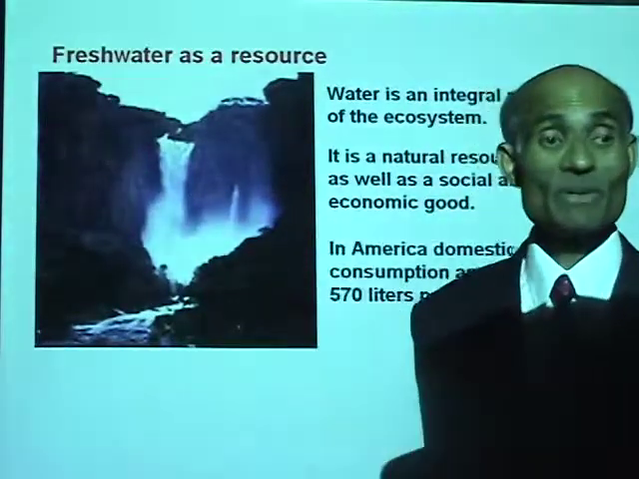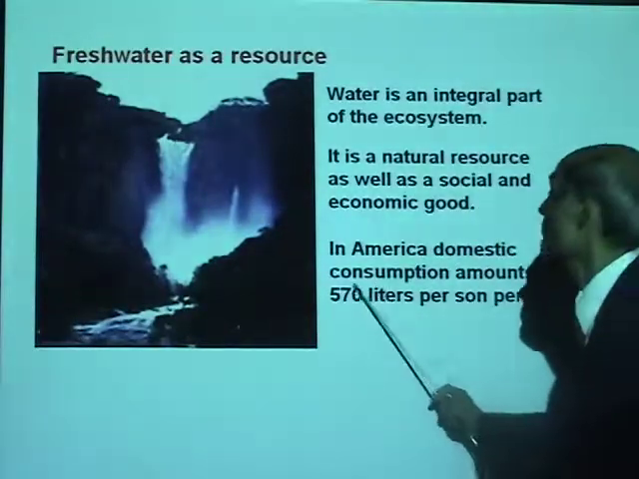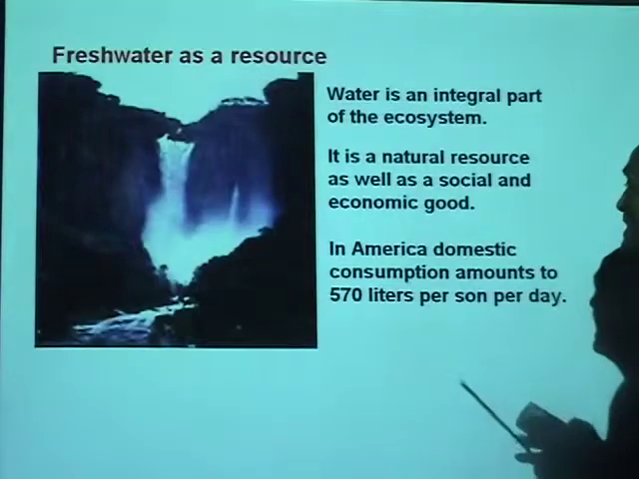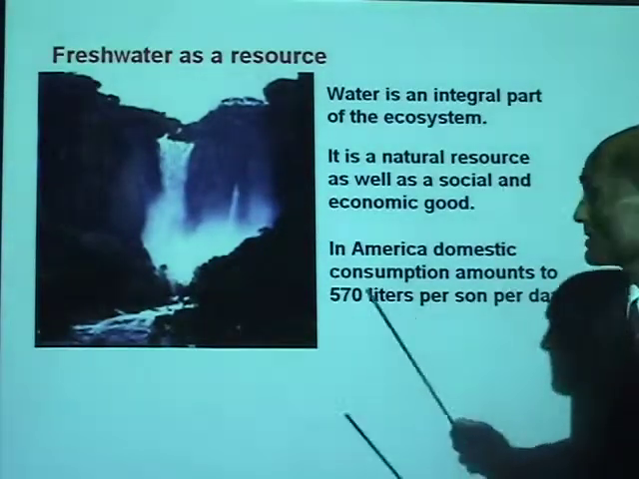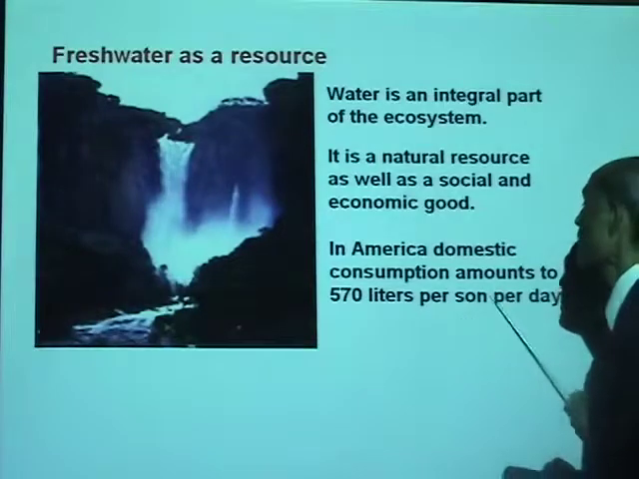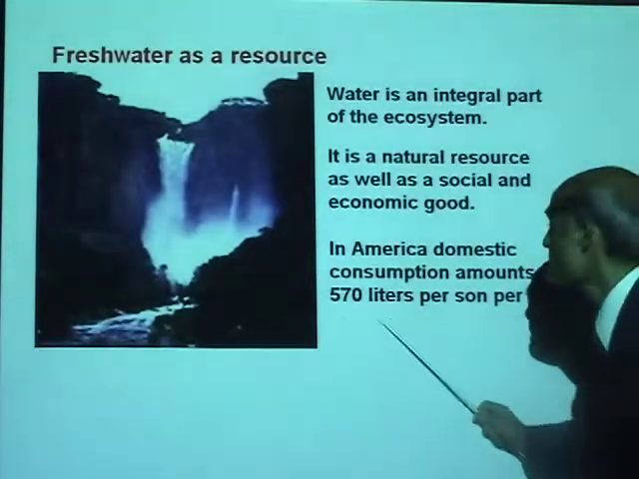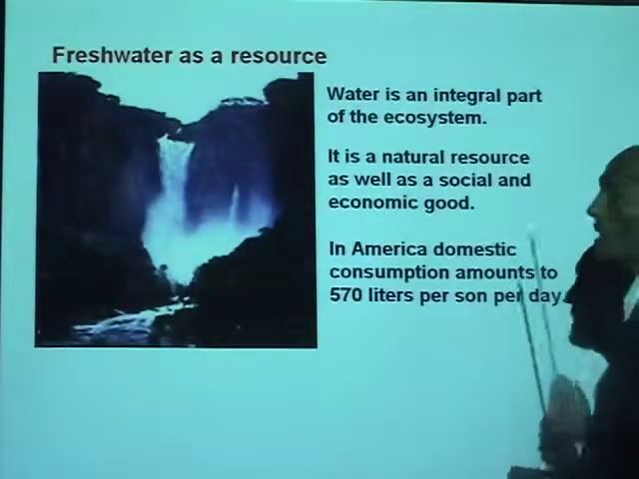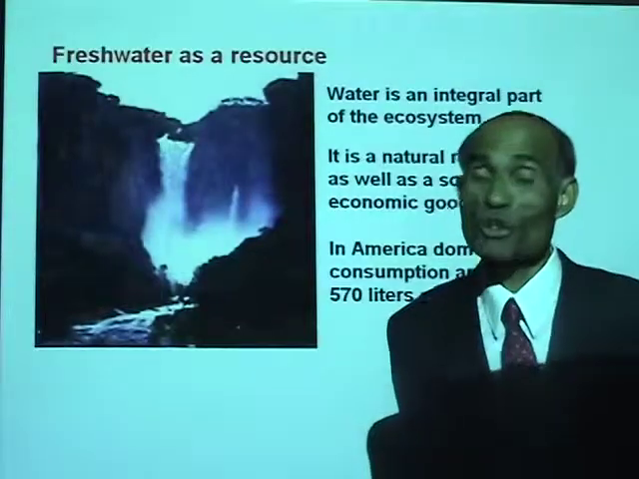Is that right? Yes. In America, domestic consumption amounts to 570 liters per day, per person. Now, this is actually per person. All right? 570 liters per person a day. That's a lot of water.